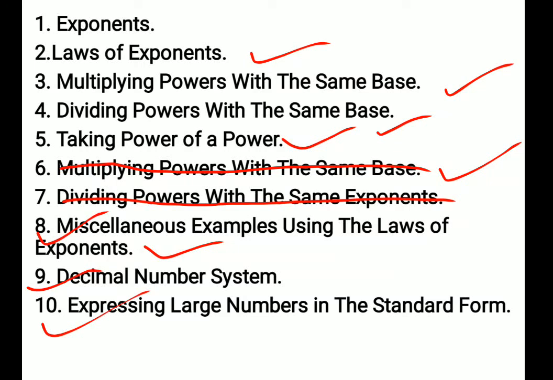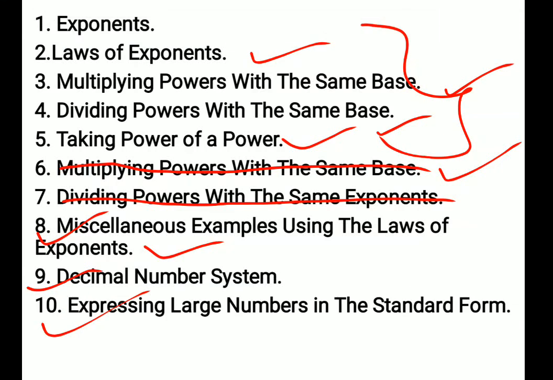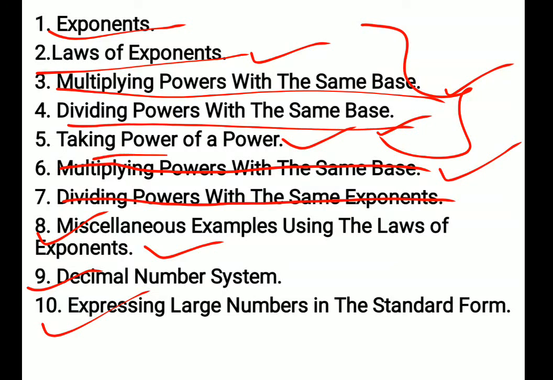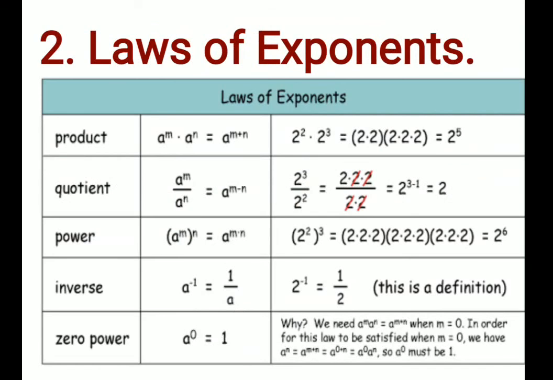For now, let us revise. Today we solved exponent, number 1, laws of exponent: multiplying powers with the same base, dividing powers with the same base, and taking power of a power, also power having a 0. Power being 0 gives 1, that also we have discussed in the laws of exponent, right? So I hope this is clear to you all. In the next part of the video we will start solving exercise 13.1.